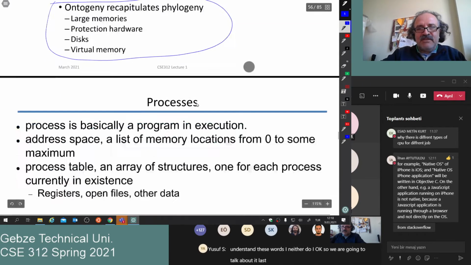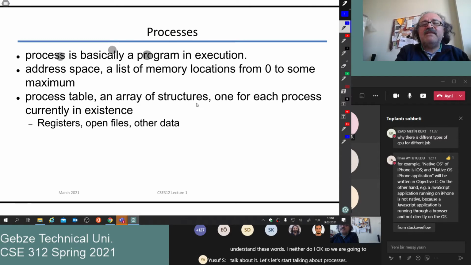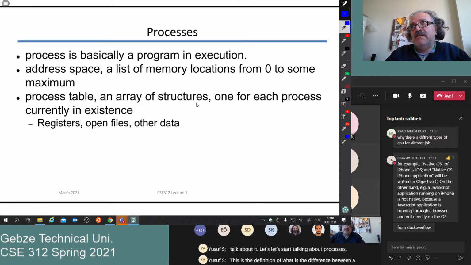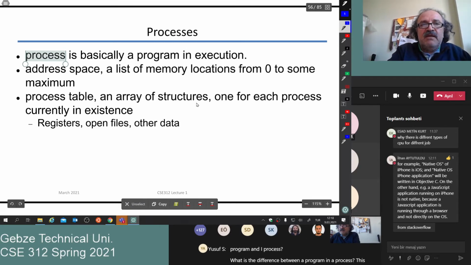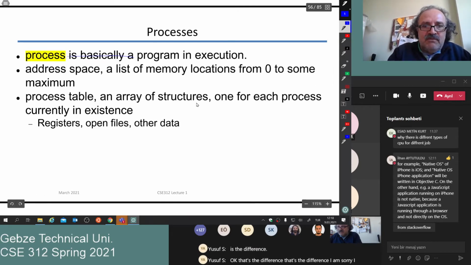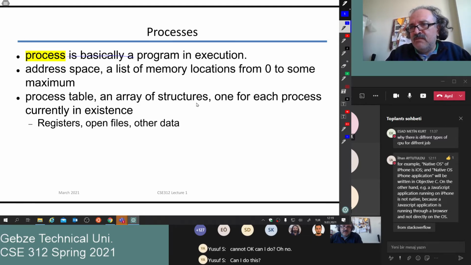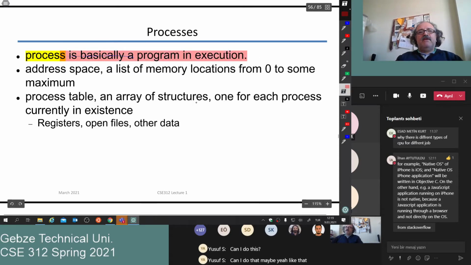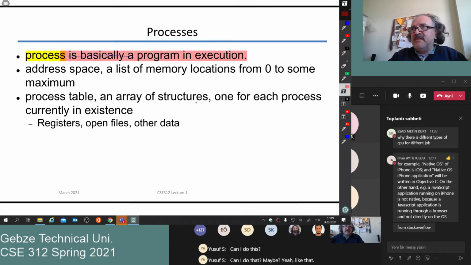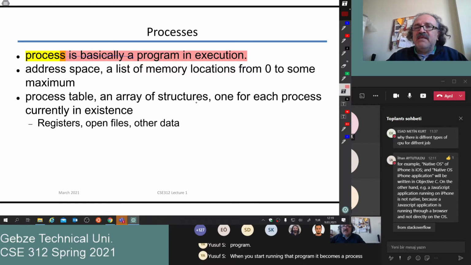Let's start talking about processes. What is the difference between a program and a process? That's the difference. A process is basically a program in execution. When you write a program and compile it, it is on disk, it's a program. When you start running that program, it becomes a process, okay? A process is a program in execution.